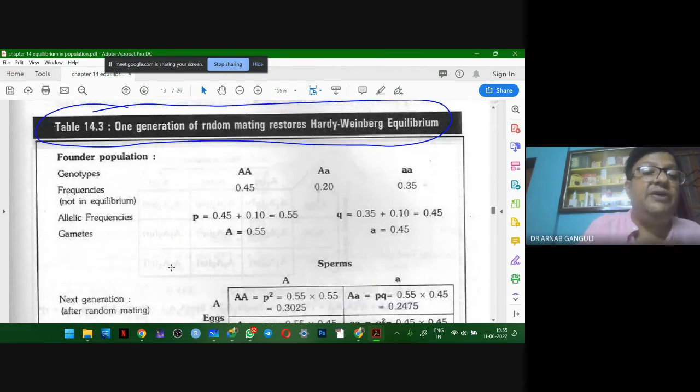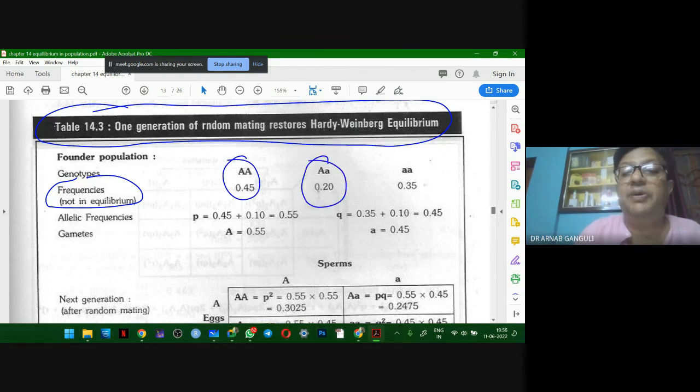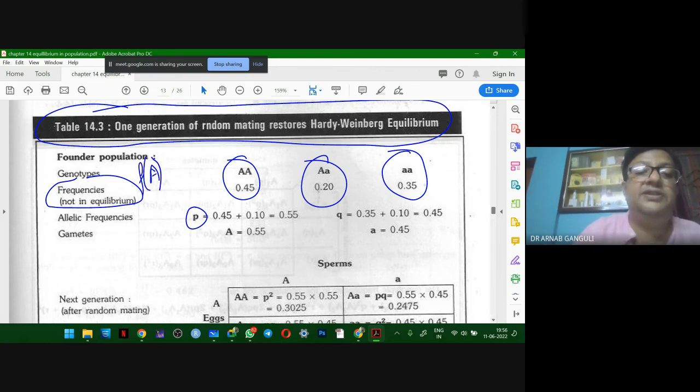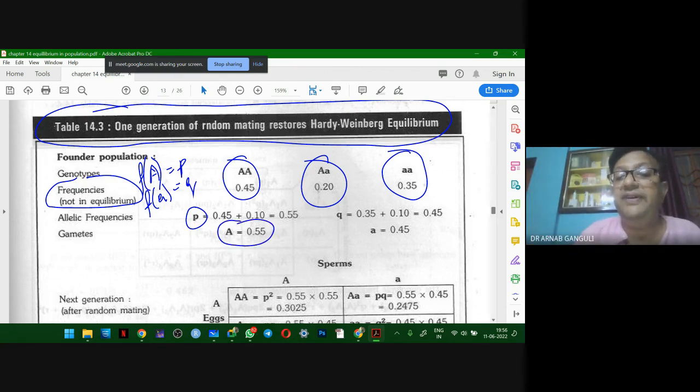So now this is a founder population. The frequency is not in equilibrium. AA is 0.45, Aa is 0.25, and small aa is 0.35. This is not in equilibrium. If you find the allelic frequency using the formula, frequency of A is equal to P, and frequency of small a is equal to Q, you will find that capital A is 0.55 and small a is 0.45. You can calculate.